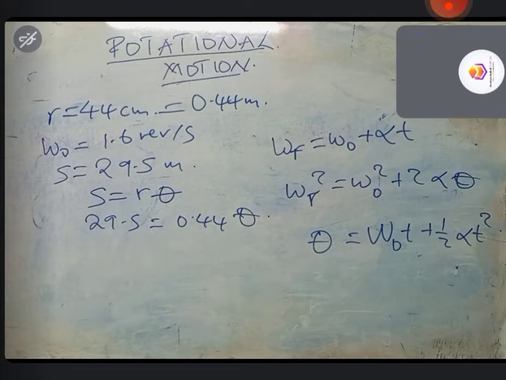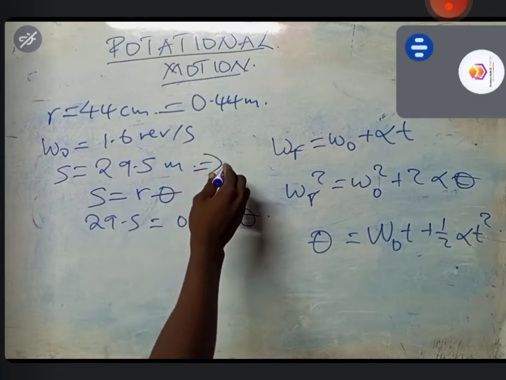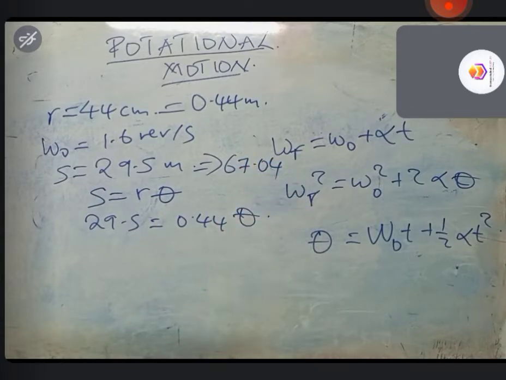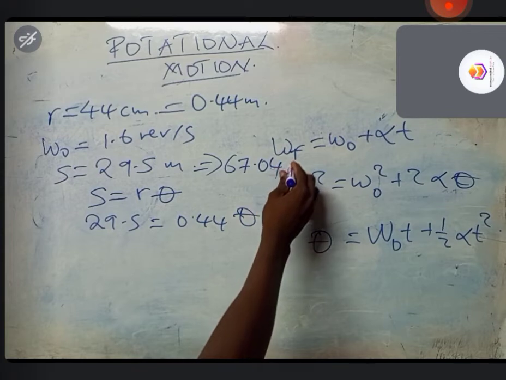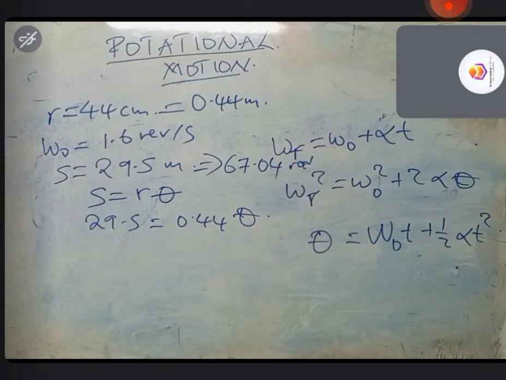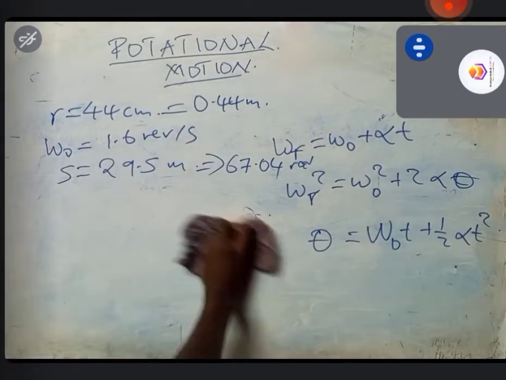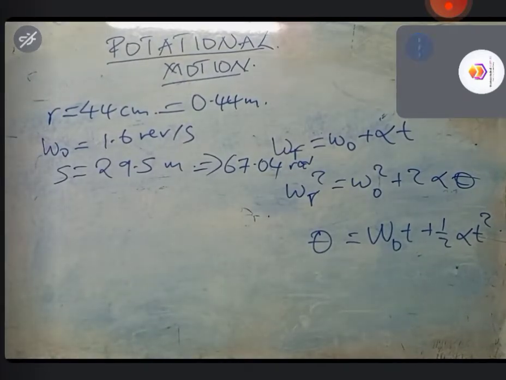Are we together? Yes, sir. So I'm getting 67.04 radians. That's what I'm getting. Okay? So before you substitute in the equations, make sure that if you want to deal with linear, everything is in linear. If you want to deal with circular, make sure all the information is in circular.